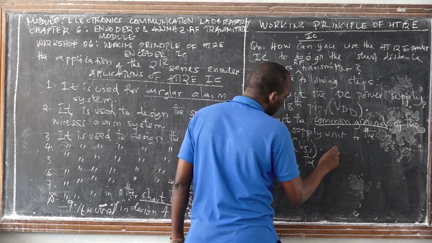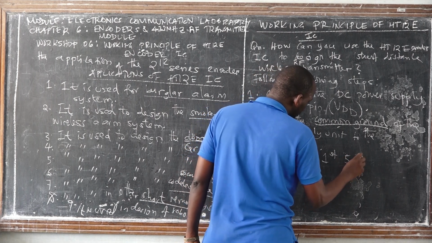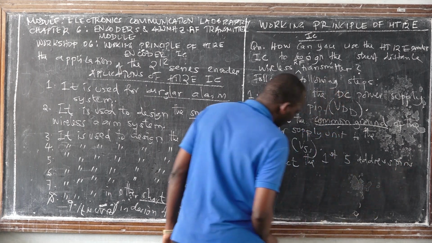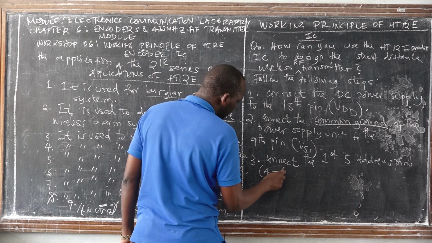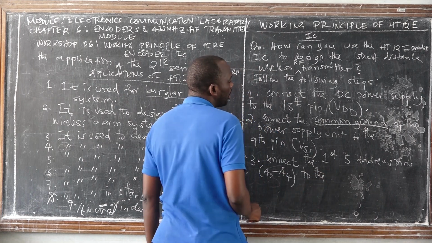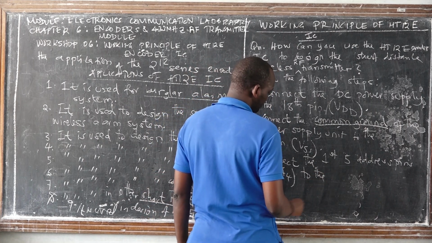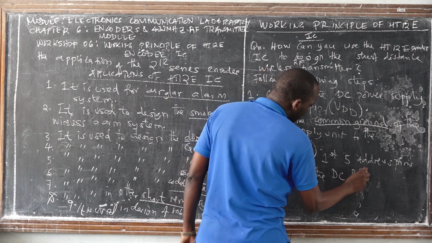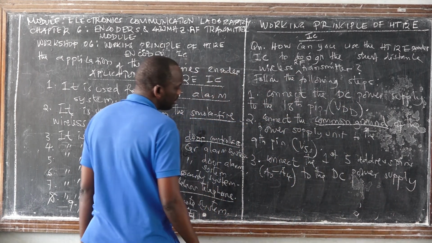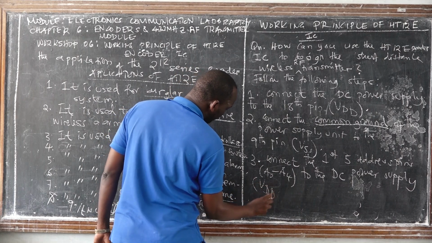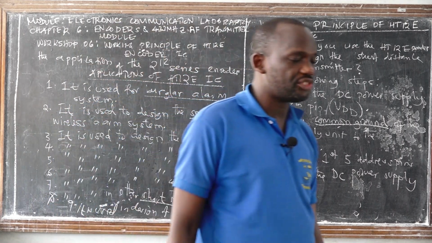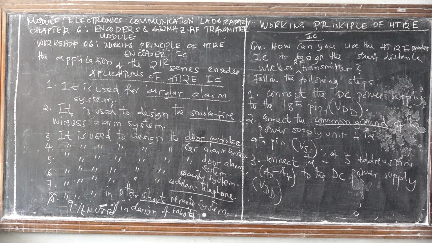The third step, we say that connecting the first 5 address pins, we mean that A0 to A4, to the DC power supply, which means that connect them together with the VDD. So the first 5, say first 5. So let us read this.